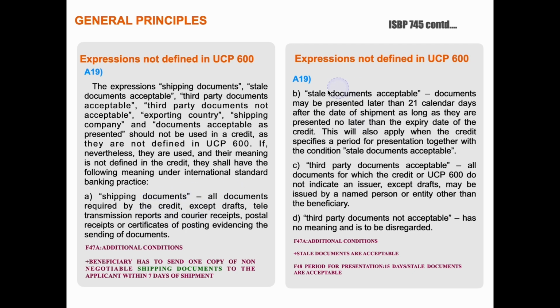Now the next one is stale documents acceptable. It means documents may be presented later than 21 calendar days after the date of shipment, as long as they are presented no later than the expiry date of the credit. This will also apply when the credit specifies a period for presentation together with the condition stale documents acceptable. First of all, what is a stale document? A stale document means a document presented after the presentation period, right?